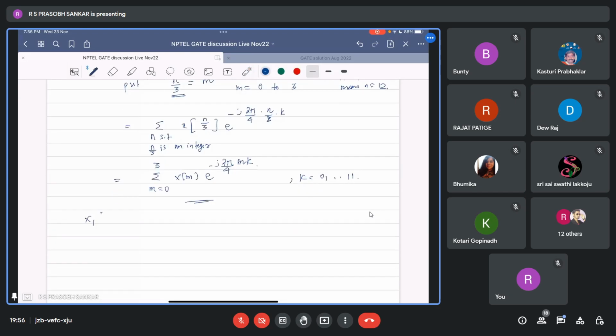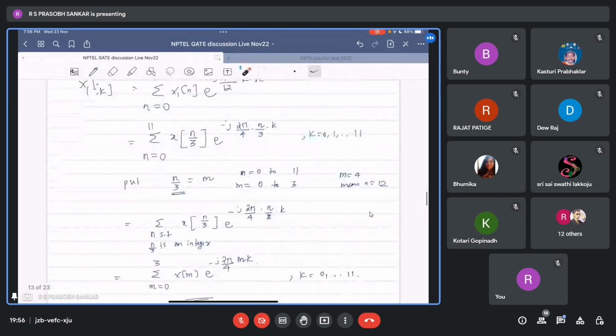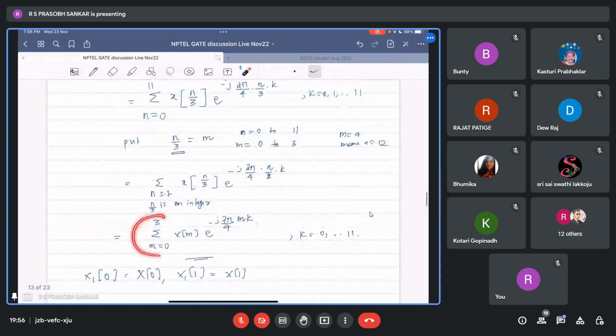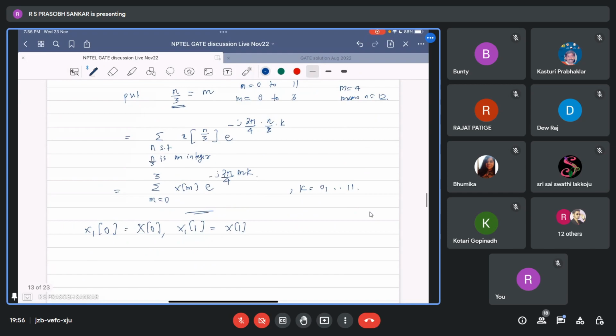What it means is that x1[0] will be x[0], x1[1] will be x[1]. How am I writing this? I have x1[k] like this, and I'm just substituting k equal to 0, 1, 2, 3 and so on here. So x1[2] will be x[2], and x1[3] will be x[3].